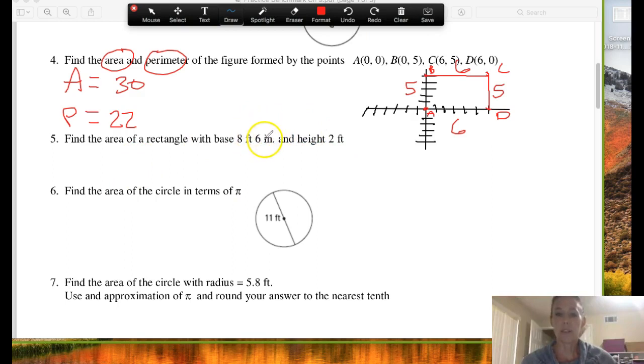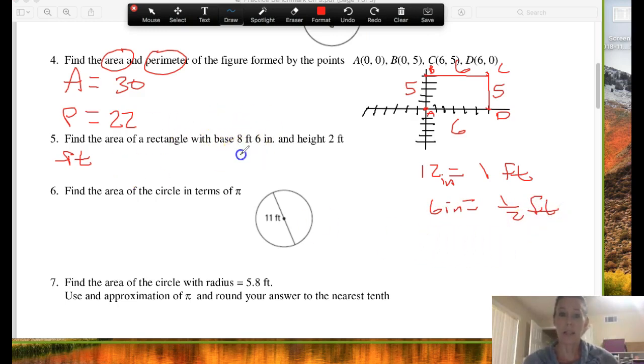We've got feet and inches, and then we've got feet. How are we going to find the area? Make sure this and this are in the same units. If you want your solution to be in feet, 6 inches is how much of a foot? Well, 12 inches equals 1 foot, so 6 inches is half a foot. So I'm just going to write this as 8.5, not 8.6. 6 inches is half a foot, 0.5. So 8.5 is the base and the height is 2.